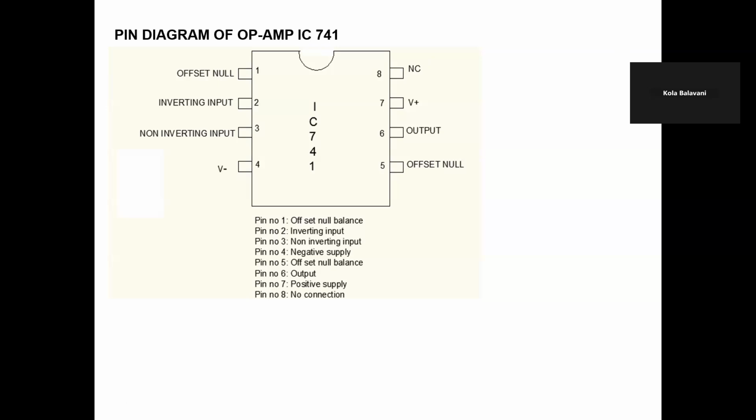So this is about the pin diagram. Totally it consists of 8 pins, but in those 8 pins, the 8th pin is not connected to any connection. Out of these, mostly only 5 pins are used: 2 input pins, 2 supply pins, the 4th pin and 7th pin, and the single output pin, that is the 6th pin. The first and fifth pins are used for nullifying the output voltage by keeping a potentiometer in between these two pins. So this is about the pin diagram.